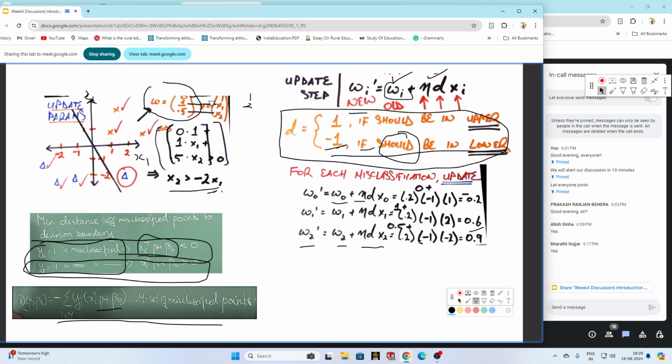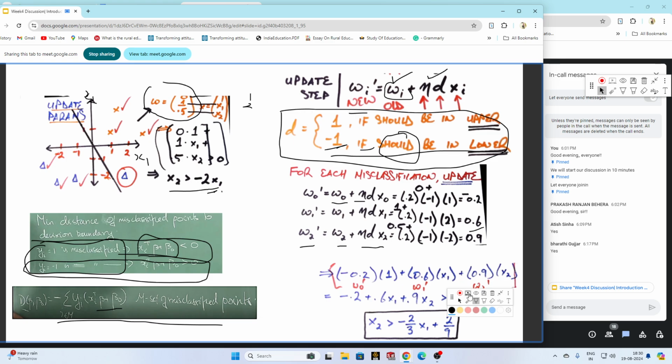I was explaining that x1 will be 2 and x2 will be minus 2, because the coordinate of this point is 2 comma minus 2. So we have w naught, w1, w2, we have eta, we have d, and as this point should be in the lower half, that is why minus 1. Your w naught always takes 1, and the coordinate of the point is 2 comma minus 2. So by that we have updated our weights.